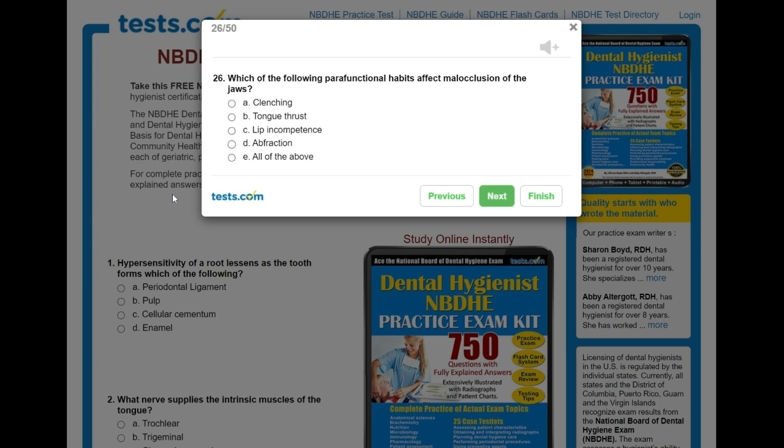Question 26. Which of the following parafunctional habits affect malocclusion of the jaws? A. Clenching. B. Tongue thrust. C. Lip incompetence. D. Abfraction. E. All of the above.